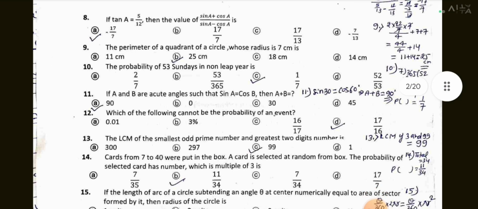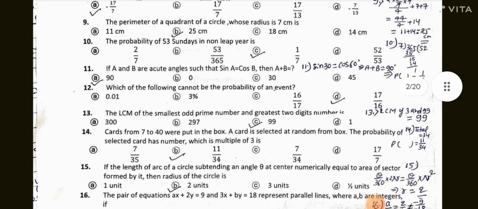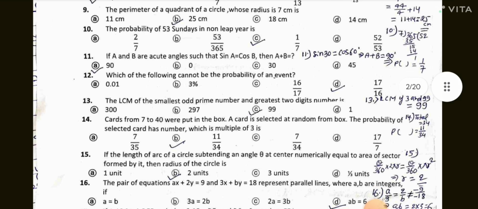Question number 11. If A and B are acute angles such that sin A equals cos B, then A plus B is? Sin A equals cos B, it means we can take sin 30, whose value is 1 by 2, and cos 60 is also 1 by 2, so sin 30 equals cos 60. So if we take A plus B, A is 30, B is 60, the sum is 90 degrees. So the right option is A.